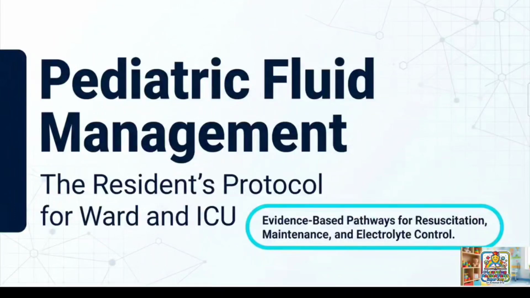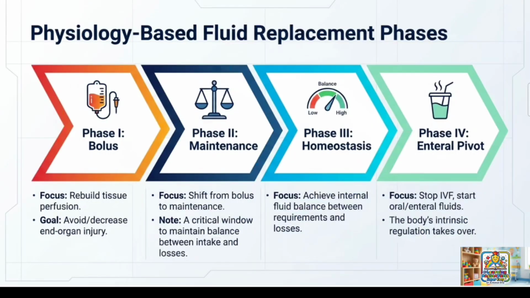Today we will discuss pediatric fluid management, evidence-based pathways for resuscitation, maintenance, and electrolyte control. The physiology-based fluid replacement phases are divided into 4 phases. Phase 1, bolus. Phase 2, maintenance. Phase 3, homeostasis. And Phase 4, the interval of pivot. Phase 1, that is bolus, focuses on rebuilding tissue perfusion, with the goal to avoid or decrease end organ injury.